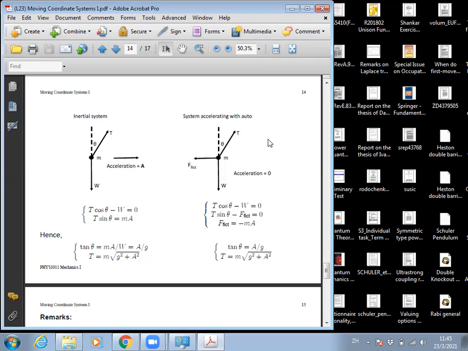Now, if we go to the next system, we try to analyze the problem in a frame accelerating with the automobile.